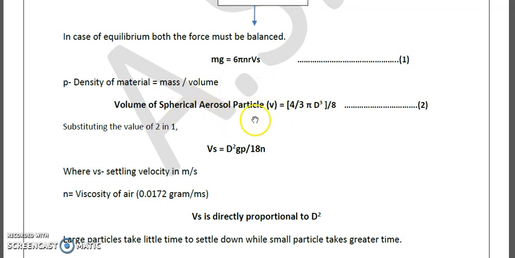The volume of the sphere, all of you know, is 4 by 3 pi r cube. If I replace r with d by 2, it will be 4 by 3 pi (d by 2) whole cube, and if we solve it, it comes out to be 1 by 6 pi d cube. So we got the volume as 1 by 6 pi d cube, and we replace this term of the volume on the left hand side, giving 1 by 6 pi d cube g rho.